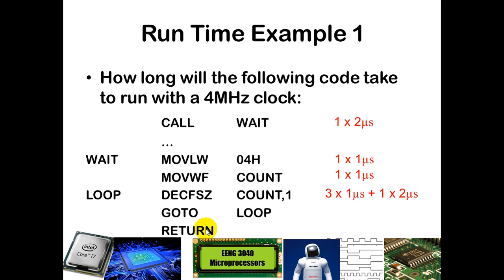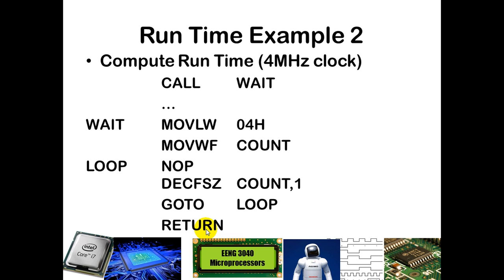And then our goto, how many times does that get executed? Well, that gets executed every time our decrement F skipping if 0 did not skip, which would be 3 times. And remember, a goto takes 2 microseconds, so that's 3 times 2 microseconds. And then the return statement at the end of the subroutine will only be executed once for each subroutine call, so that's once times 2 microseconds. Now, if you do the arithmetic and add all of these up, that works out to a total of 17 microseconds.